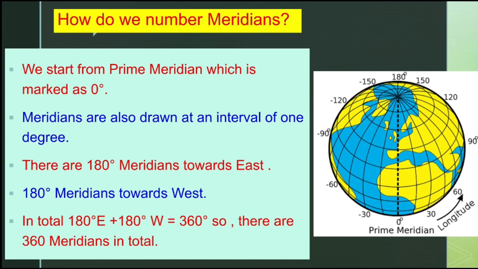Meridians are also drawn at an interval of 1 degree. Now there are 180 meridians towards the east and 180 meridians towards the west. East 180 meridians and west 180 meridians. So in total we get 360. So there are 360 meridians in total. Here we are not including 1 degree of the prime meridian, so it is 360 meridians in total.